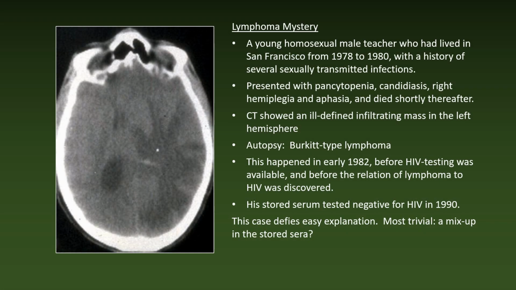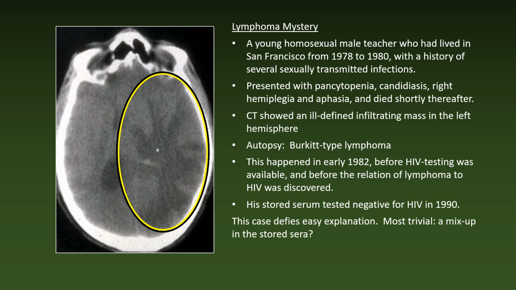On to brain lymphoma, where we'll start with a mystery. A young homosexual male teacher who had lived in San Francisco from 1978 to 1980 with a history of several sexually transmitted infections presented with pancytopenia, candidiasis, right hemiplegia and aphasia and died shortly thereafter. CT showed an ill-defined infiltrating mass in the left hemisphere, and at autopsy this mass was shown to be a Burkitt-type lymphoma.